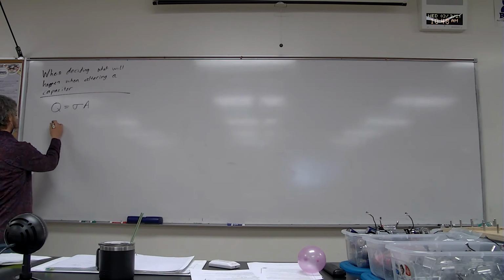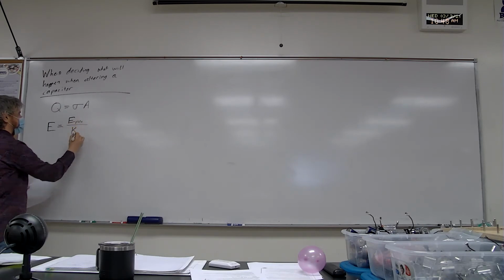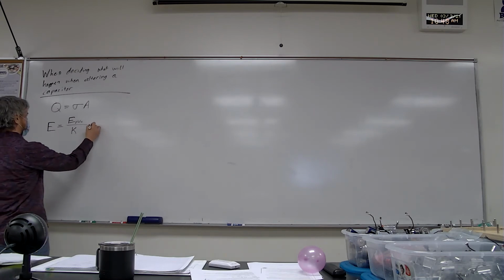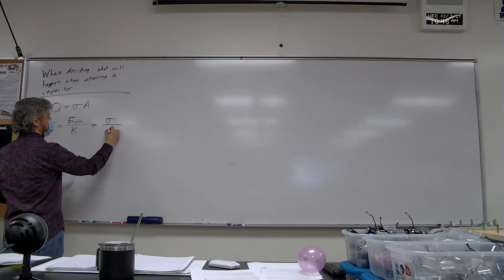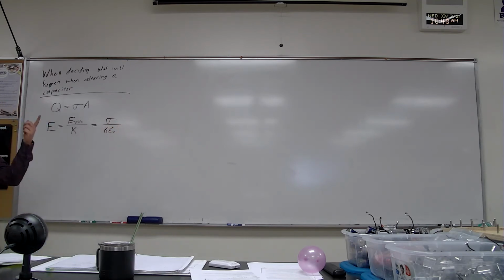We know the electric field. The total electric field for a capacitor is the electric field on the plates divided by the dielectric constant. The electric field due to the plates would be the electric field that would exist without the dielectric, and that is equal to sigma over epsilon naught. But now we have this extra kappa in there.